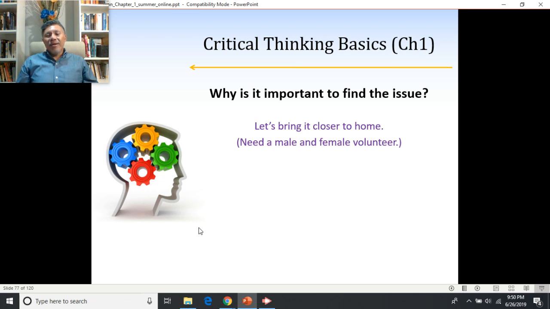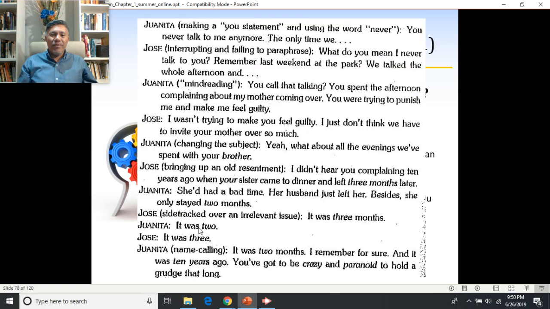Now, usually in class, what I'll do is ask for two volunteers to read through some dialogue to bring the importance of finding an issue closer to home. Okay, in this case, obviously I'm the only one here, so I will be reading both male and female parts. There is a character named Jose and then another character named Juanita.